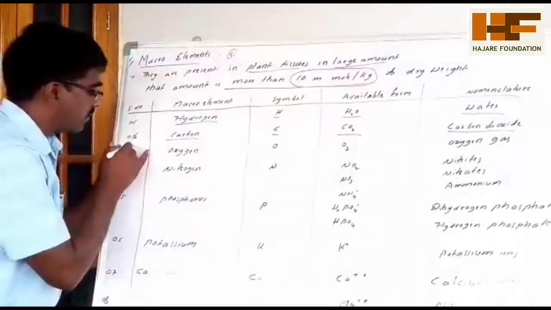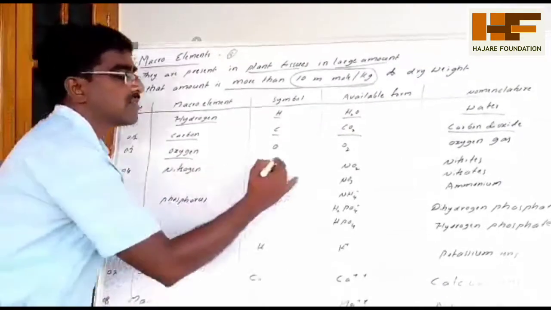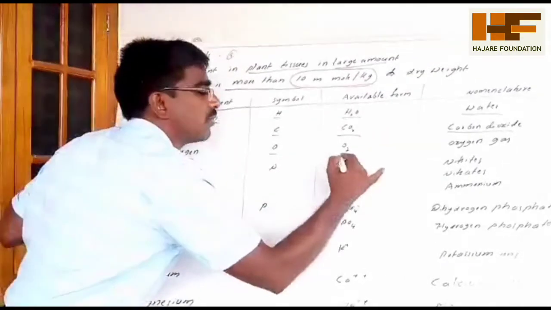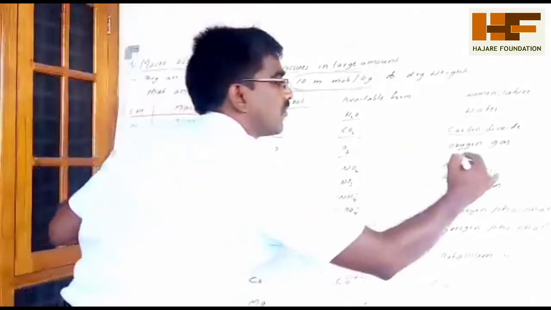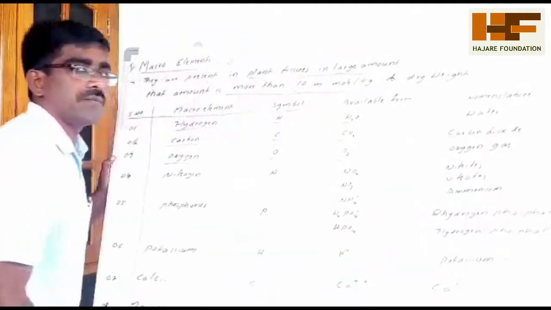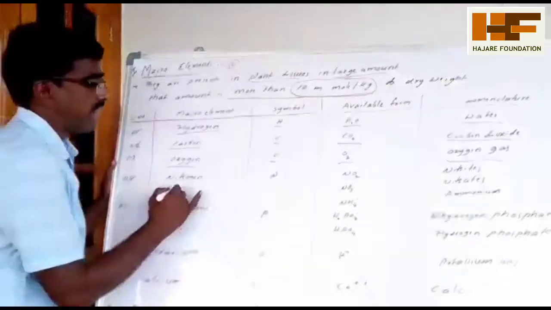Then the third one is oxygen. The oxygen symbol is O, but it is available in the form of O2. It is also in gas form. The fourth one is nitrogen.